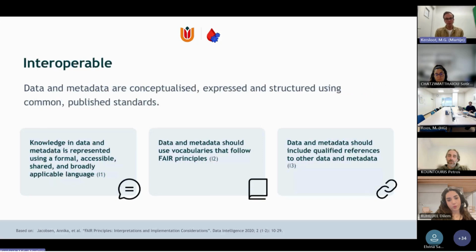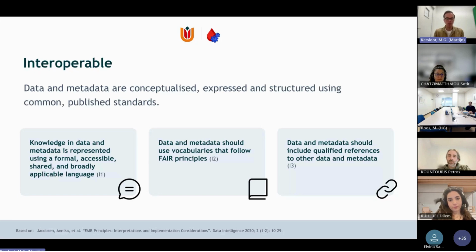Then interoperability. Data and metadata are expressed and structured using standards that are common for the domain that you work in. Giving the example that I mentioned at the beginning, me looking back at the data set that I collected 5 or 10 years ago, if I would have used a well-described summary or documentation around my data set, I would probably now be able to still reuse the data that I've collected, but that's still challenging.